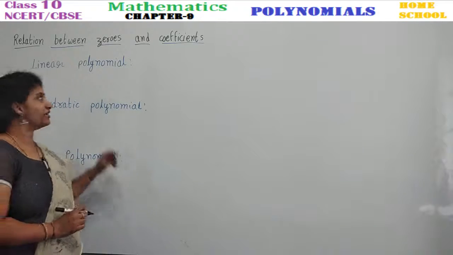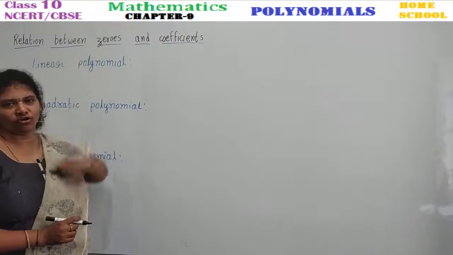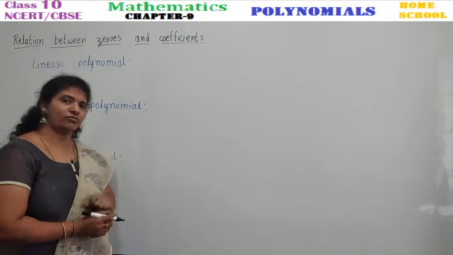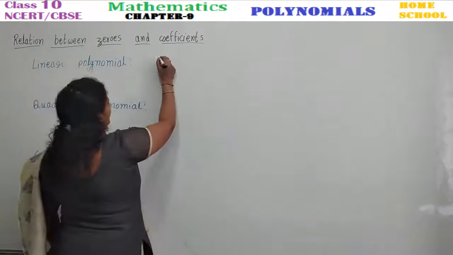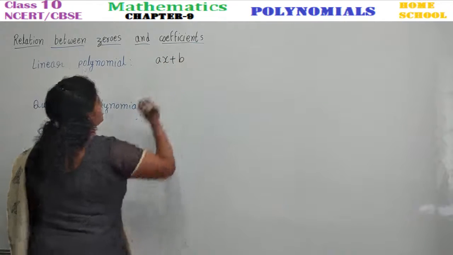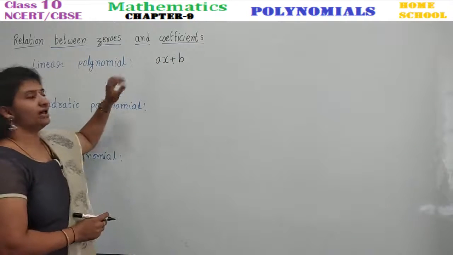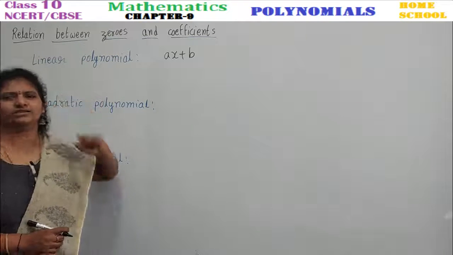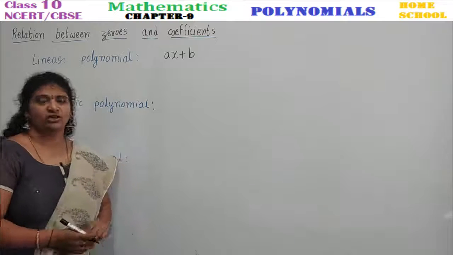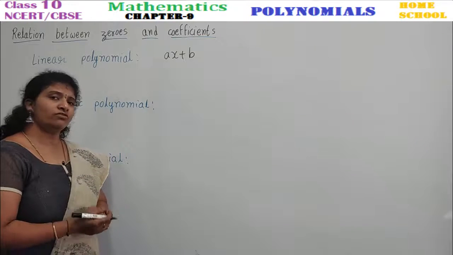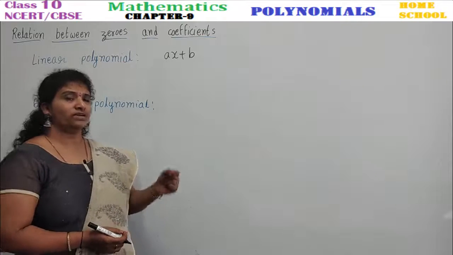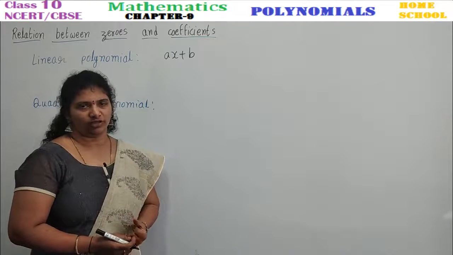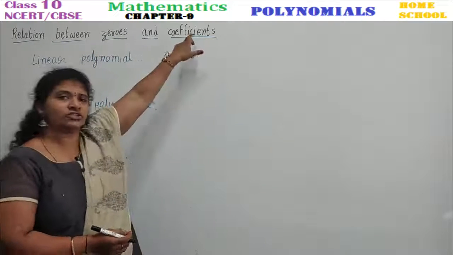Let's see the next concept, relation between zeros and coefficients of the first one, linear polynomial. What is the standard form of a linear polynomial? Let us take it as ax plus b, we know this one, right? What are the zeros of a polynomial? We need to find this. Linear polynomial, what is the relation between zeros and coefficient? We know how to find zeros. How to find 0, children? The value we substitute in the polynomial, it becomes 0. That value is called a 0 of a polynomial. Then how are that 0 and the coefficients related?